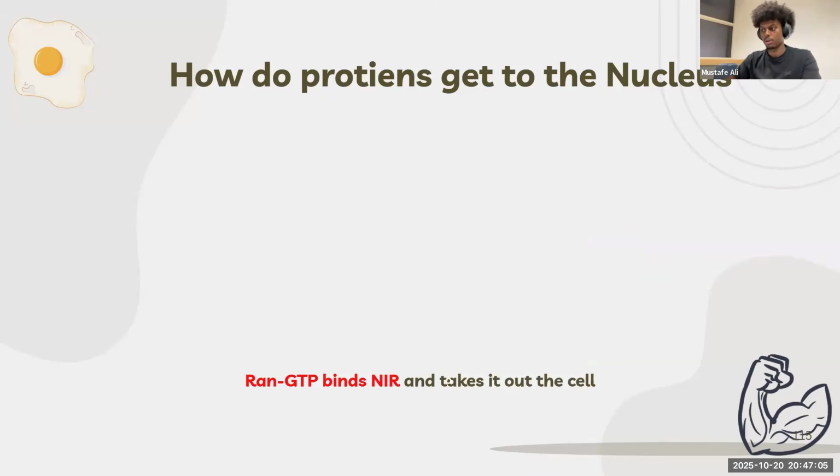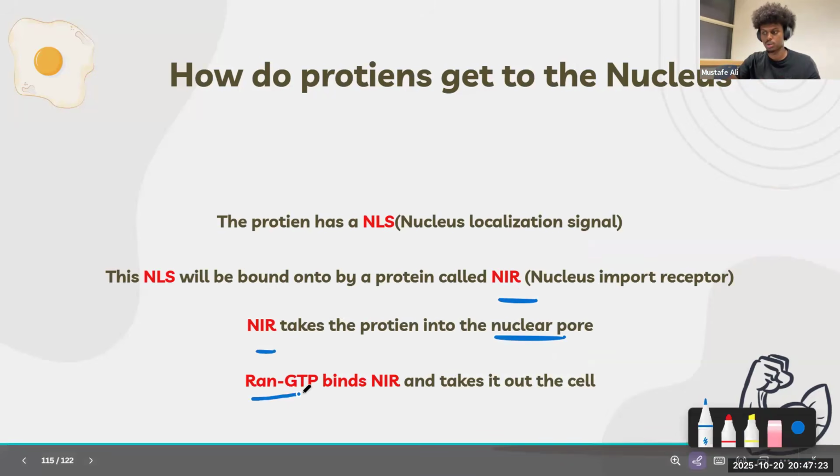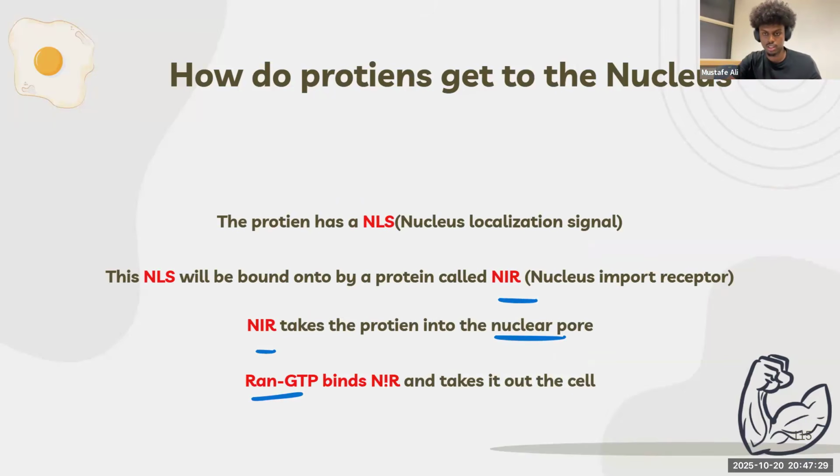Okay? Now again, to repeat in words, there is a protein that has an NLS, nuclear localization signal. This NLS will be bound by a protein called NIR. This NIR will take the protein through the nuclear pore. Then RAN-GTP would bind onto the NIR and take it out of the nucleus. Thank you very much for that.